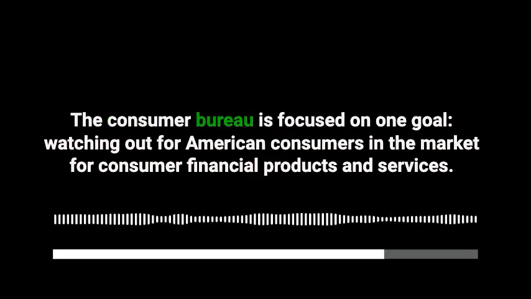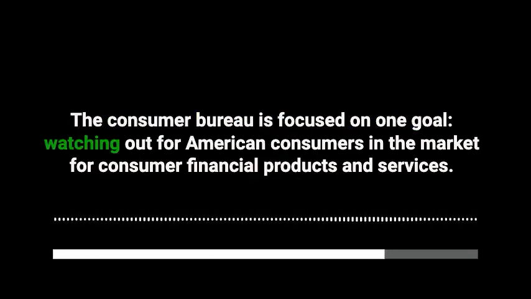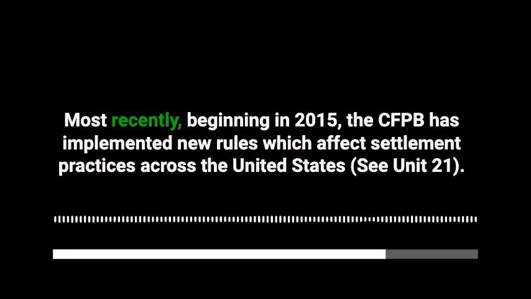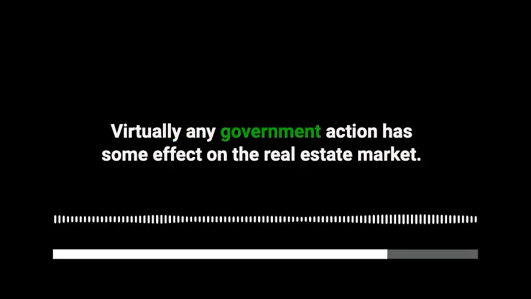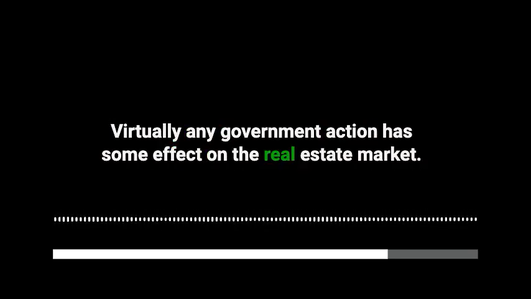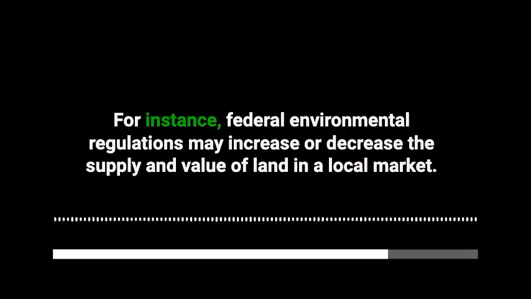The Consumer Bureau is focused on one goal: watching out for American consumers in the market for consumer financial products and services. Most recently, beginning in 2015, the CFPB has implemented new rules which affect settlement practices across the United States. Virtually any government action has some effect on the real estate market. For instance, federal environmental regulations may increase or decrease the supply and value of land in a local market.